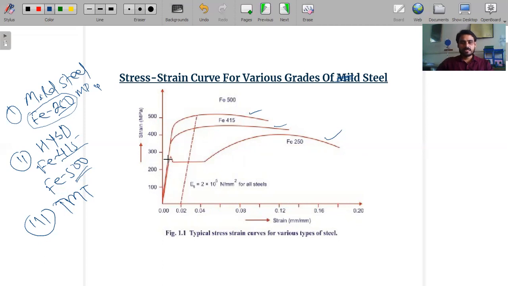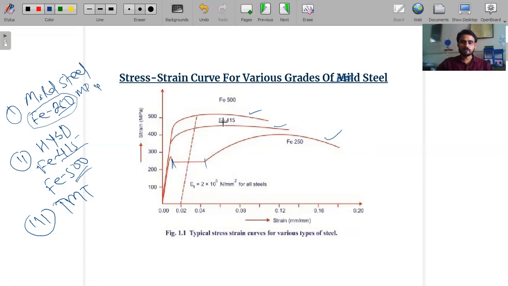The initial profile is similar in every grade of steel. Initially they show linear behavior up to the elastic limit, but after the elastic limit, the various grades of steel behave differently. Mild steel shows this type of phenomenon, which is generally called the yield plateau. If only strain increases with no increase in stress on the material, that is called the yield plateau. That generally happens due to abrupt molecular changes in the material after a certain point.